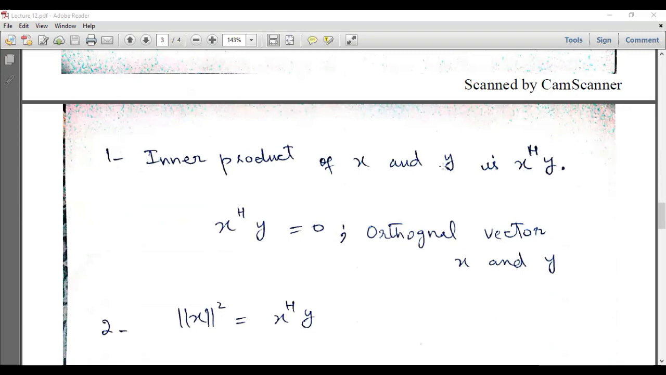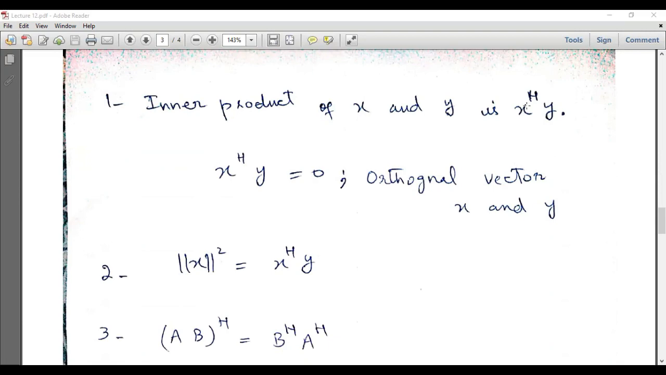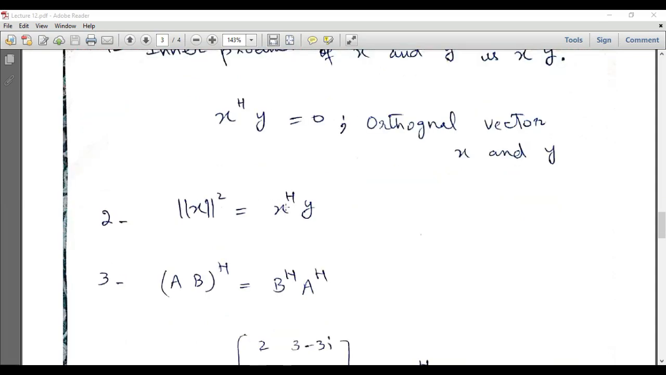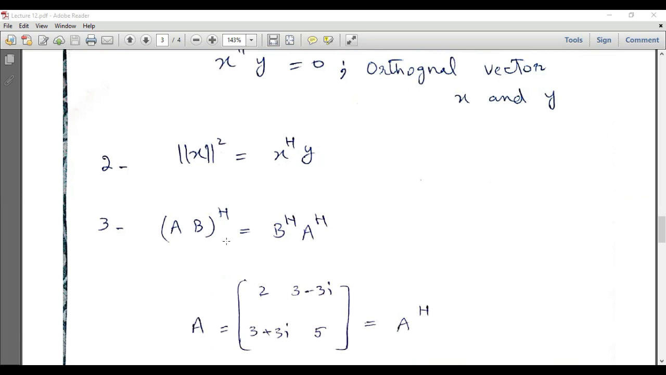Now the inner product of x and y is x Hermitian y. So this is called the inner product. If we evaluate the Hermitian of x and multiply it with another matrix y, that is called the inner product of x and y. And if the inner product of x and y is equal to 0, it means these two vectors x and y are orthogonal vectors. Now this is one definition. X second norm squared is equal to x Hermitian y. This is one property. So by mistake I have written x Hermitian y. In fact it is x Hermitian x, right? So x second norm squared is equal to x Hermitian x.